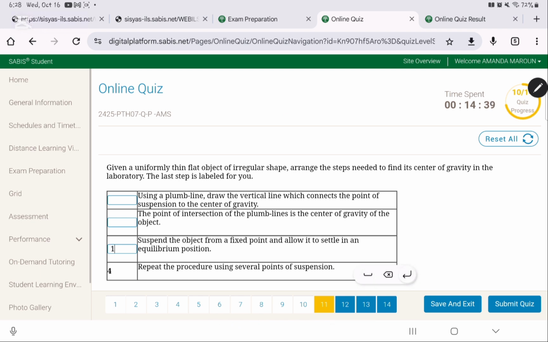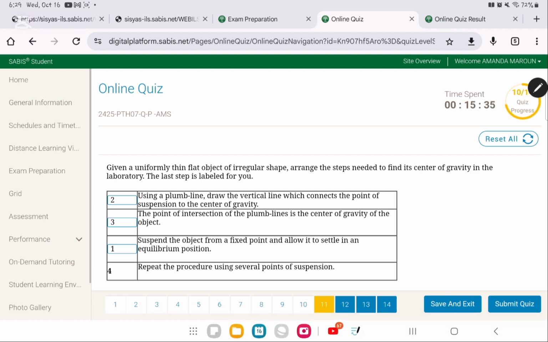After that, what we're gonna do? We are gonna use a plumb line. So we're gonna take the wire, for example, or the rope with a weight. We're gonna put it vertically downwards on the object until it stops moving, until it stops swinging. So we're gonna use a plumb line to draw the vertical line. So this is number 2. Now number 3, you will do this many times, okay? So you will do it many times until you get that the point of intersection of the plumb lines is the center of gravity of the objects.